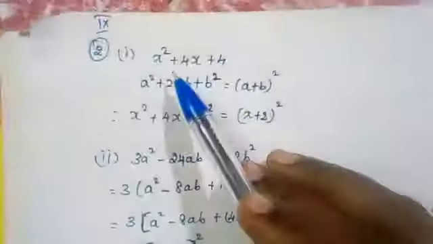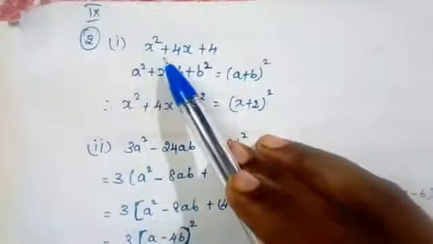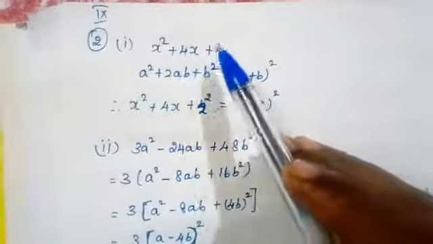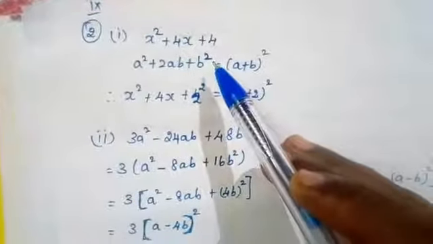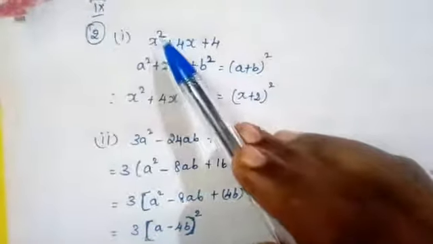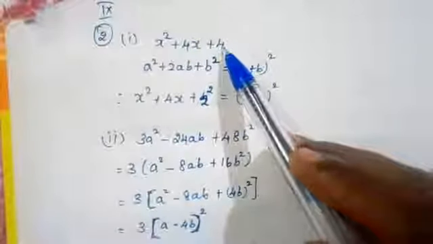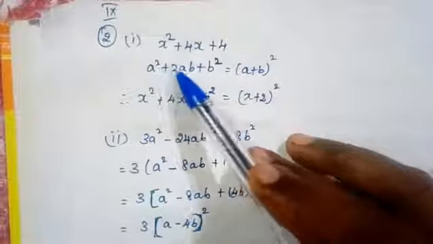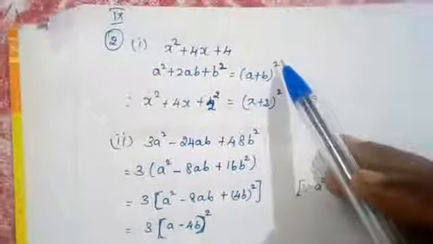The first problem solution, x square plus 4x plus 4. For this method we have to use algebraic identities. Which identity do we have to find? The first is a square number, the last is also a square number, it is 2 square. So easily you can identify it is in the form a square plus 2ab plus b square, that is equal to a plus b whole square.